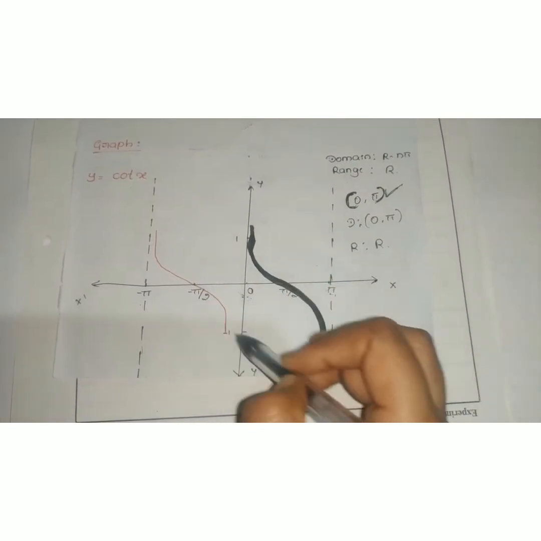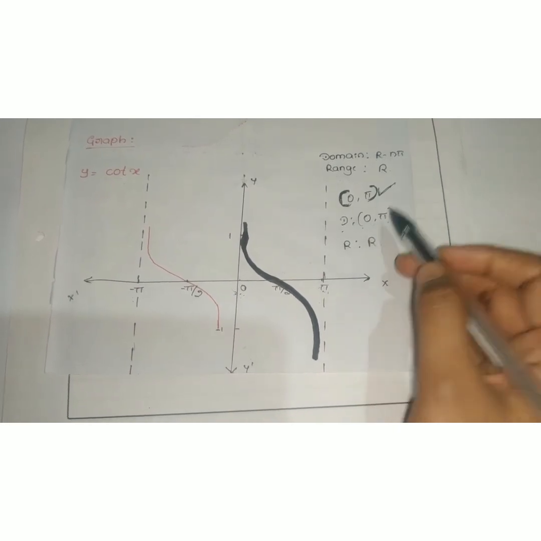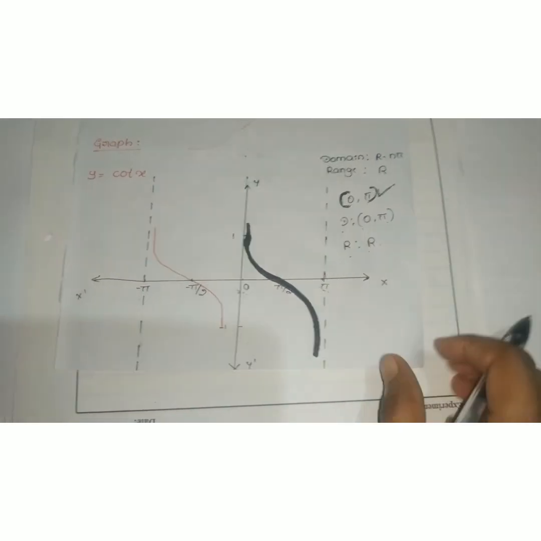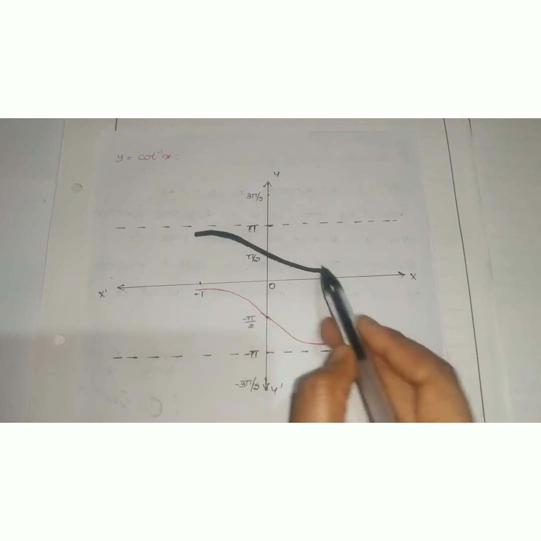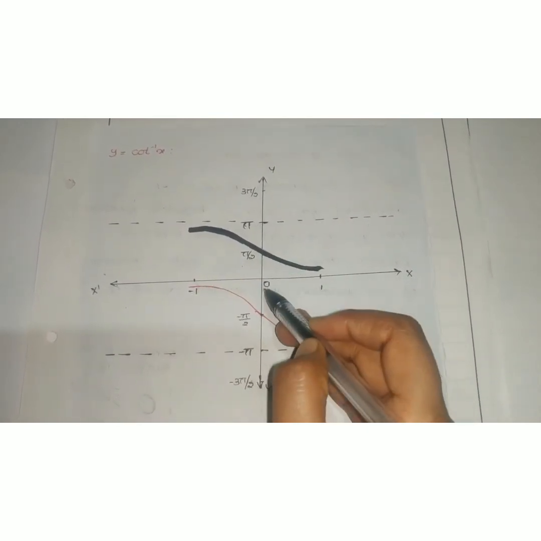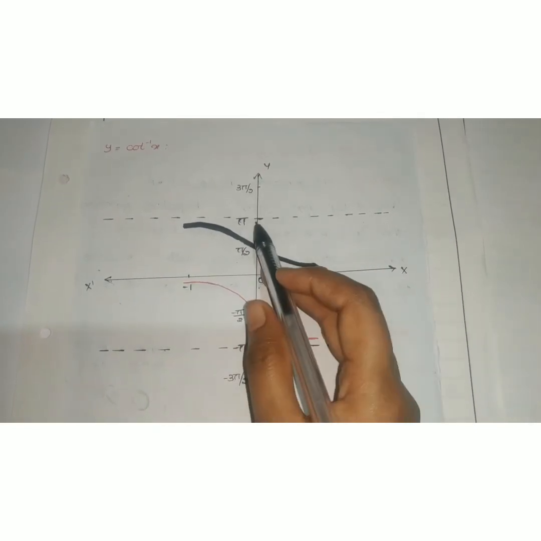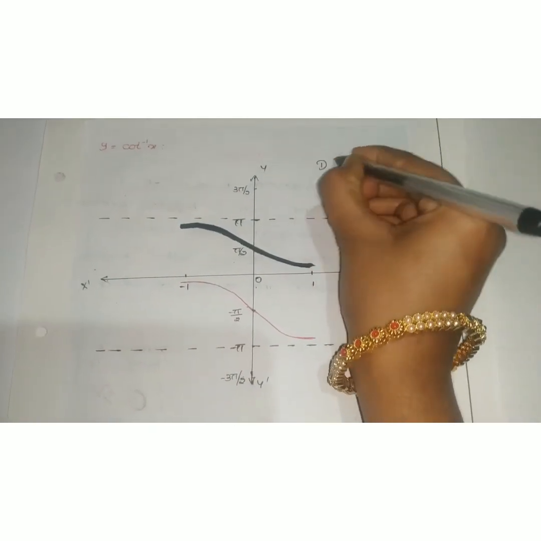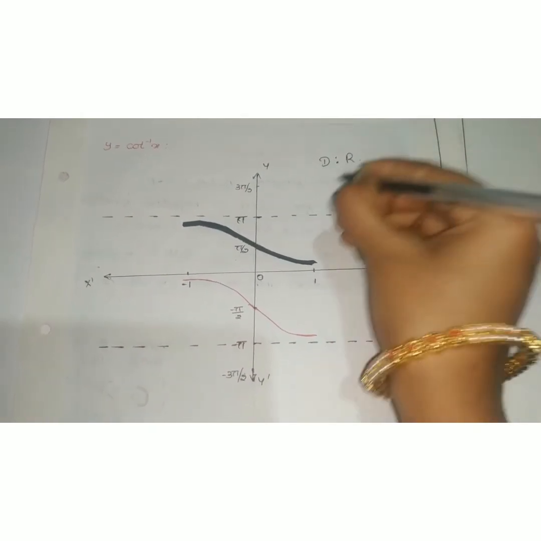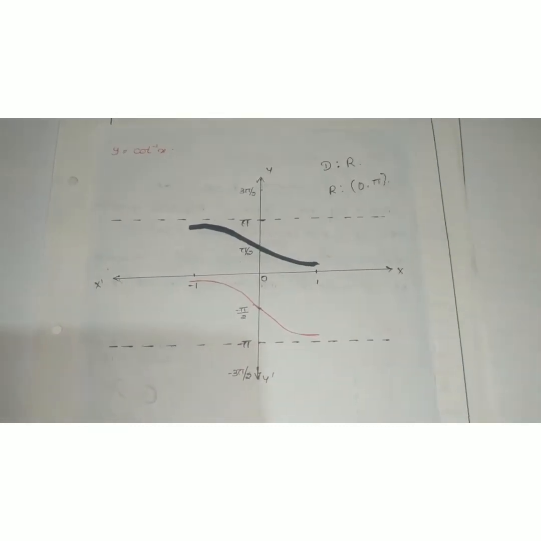In the restricted cot function, the domain of the cot function is the open interval 0 to pi and the range is all real numbers. For the inverse of the cot function, the cot inverse function, we restrict the domain of the cot function to the open interval 0 to pi. Inverse means interchanging the domain and range. So here the domain is all real numbers and the range is the open interval 0 to pi.